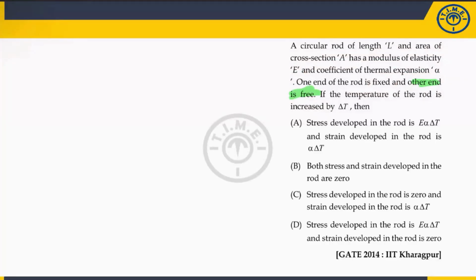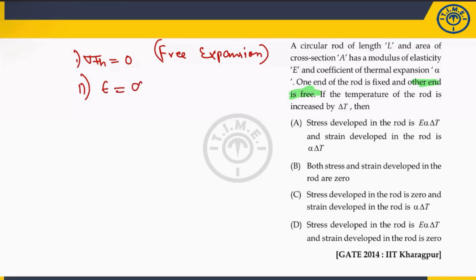Other end is free means this is a free expansion case. In case of free expansion, what is the thermal stress value? The thermal stress value in case of free expansion is zero. Then what about the strain value? The strain value will be alpha delta T. Alpha into delta T. Very simple.